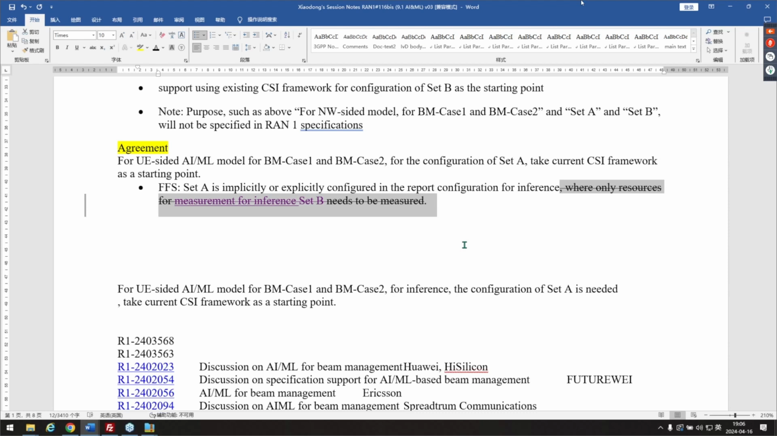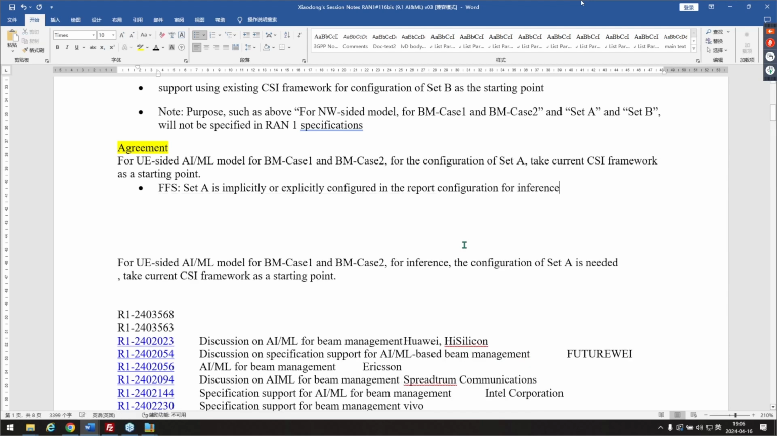Thank you. On this set A implicitly configured, at least we understand some examples, but I think that sort of solution should not be the main solution at the end. So I assume that people who support implicitly configured also support explicitly configured. Implicitly configured is an optimization, I would say, just to reduce RRC configuration. So anyway, it's okay to decide. Keep it simple. No, let's focus on what is on screen.